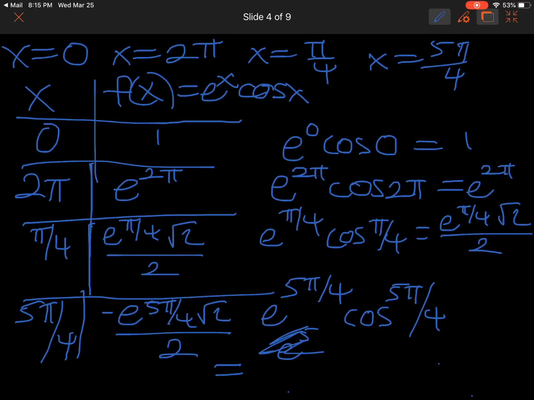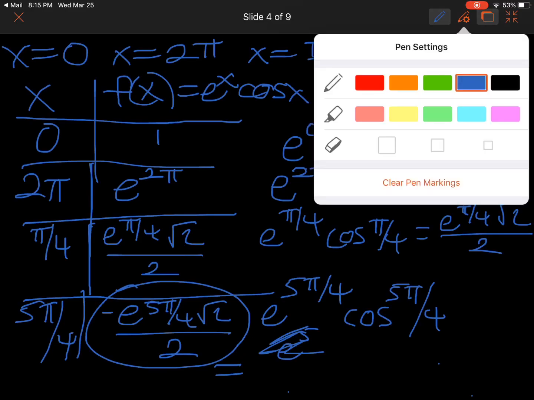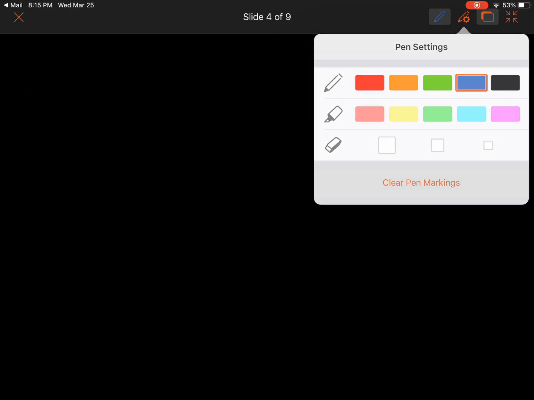Looking at these, what's the smallest value? This is the only negative value out of the whole list, so this is our answer. I'm going to show you how to write it to get points. Let me just clear this right here.